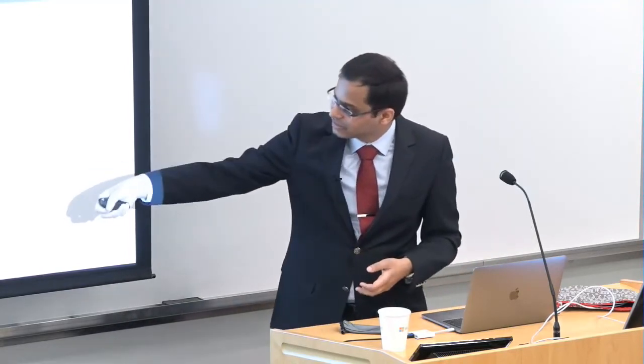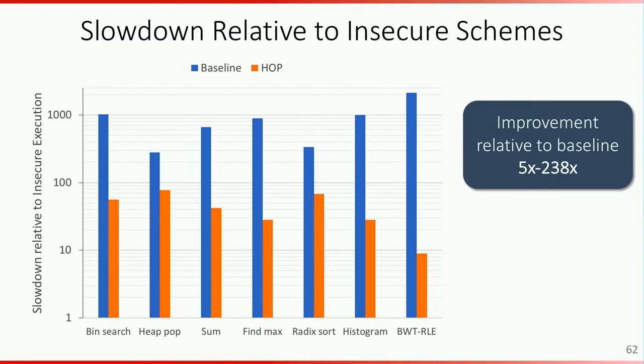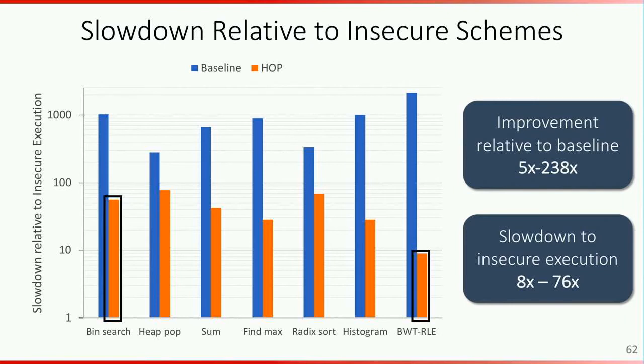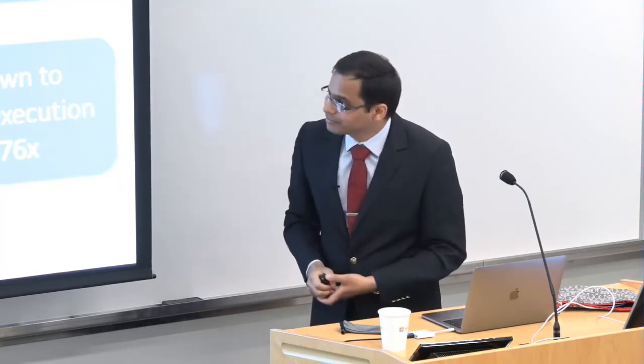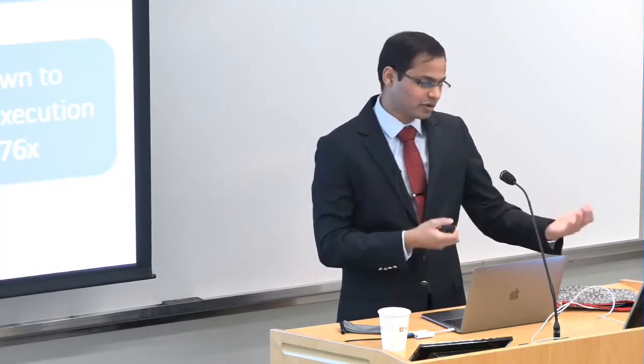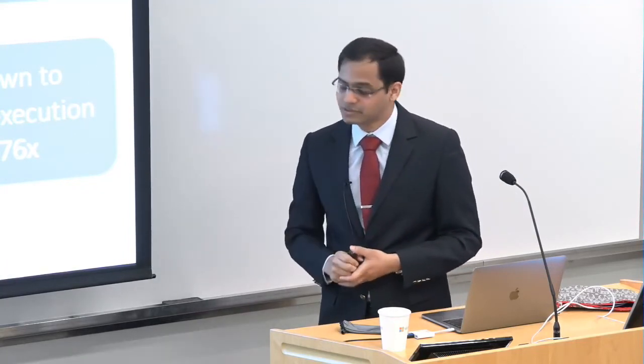And just so that we can see the y-axis and slowdown to insecure execution of HOP clearly, let me move this to a logarithmic scale. So the y-axis is now logarithmic. And the high-level result over here is that compared to insecure execution, we perform in the range of 8x to 76x worse. So programs such as binary search, which exhibit no degree of locality, perform up to 76x worse. But for programs such as Burrows-Wheeler transform, which have a high degree of locality, they perform up to 8x worse.